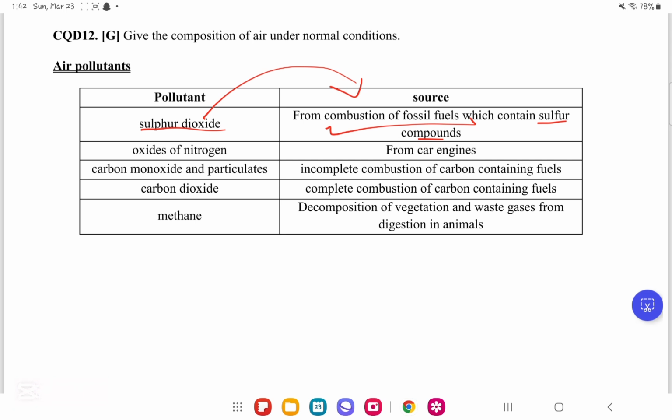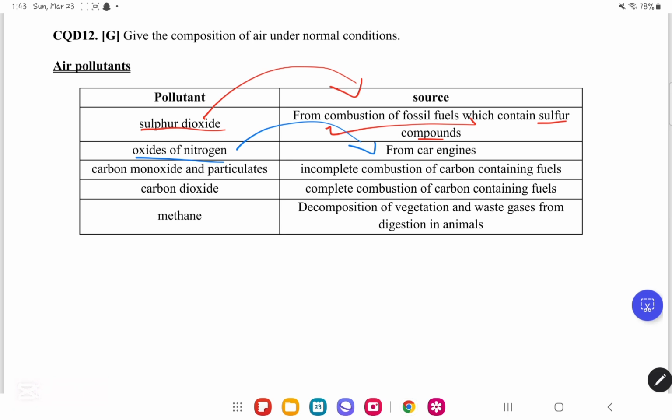You can also see, not only in cars, but also a lot in factories, they produce a lot of sulfur dioxide. Then, the oxides of nitrogen, you will get it from car engines. So, the car exhaust fumes, they contain what? They contain the oxides of nitrogen. Remember, the combustion of fossil fuels, this is sulfur dioxide. However, the car exhaust fumes, they contain oxides of nitrogen, meaning nitrogen monoxide, nitrogen dioxide, whatever.